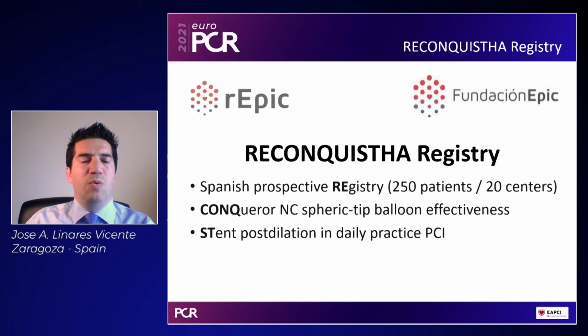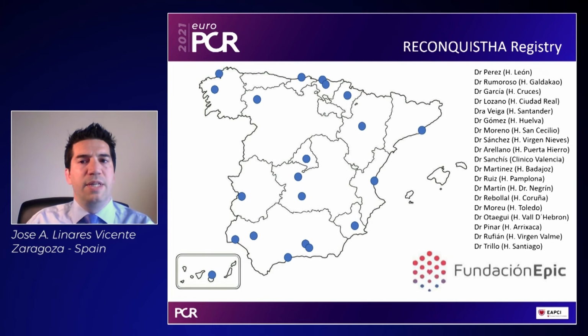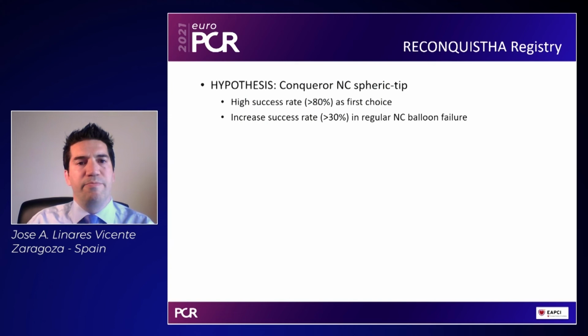We aim to evaluate this theoretical assumption in real practice through the Reconquista registry, a Spanish prospective registry, to evaluate the effectiveness of the Conqueror NC spheric tip balloon for stent post-dilation in daily practice PCI. The registry was developed by the investigational APIC Foundation across 20 centers of the whole national territory. The hypothesis was that Conqueror NC spheric tip could have a high success rate, over 80%, as first choice and could increase the success rate over 30% in regular NC balloon failure.